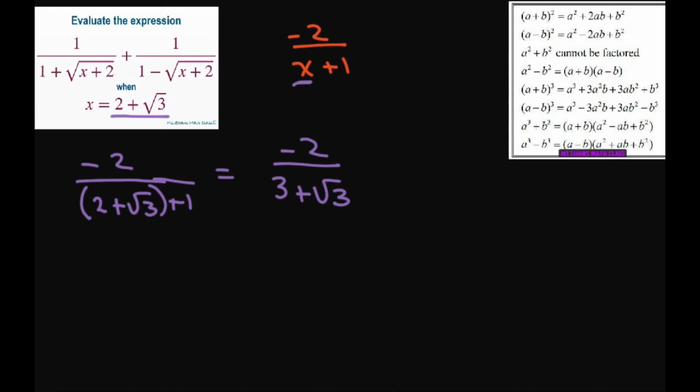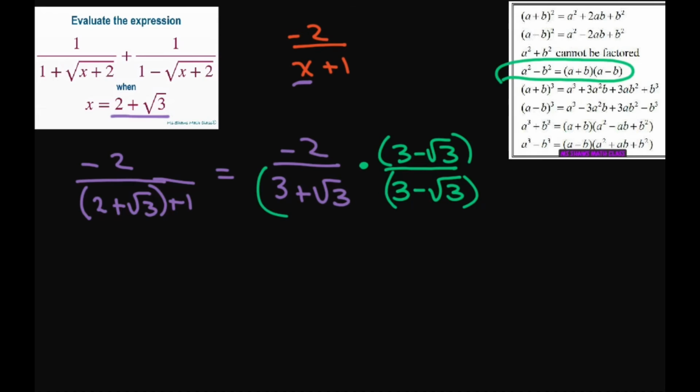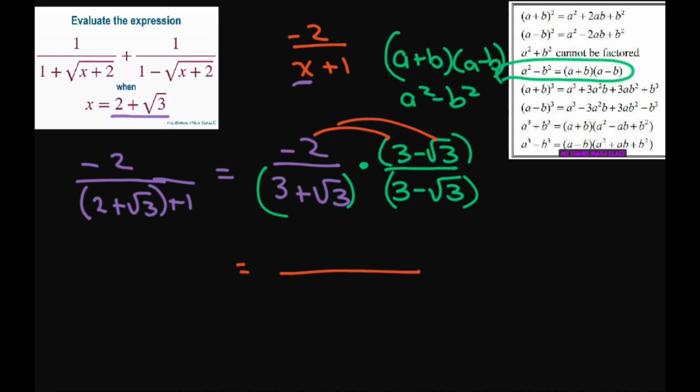You can't have a radical in the denominator if you want to simplify all the way. So we're going to use this difference of squares here and rationalize the denominator by multiplying it by 3 minus square root of 3. But you also have to multiply the numerator by 3 minus square root of 3. So again, we have this form a plus b times a minus b, and that gives you a squared minus b squared. For our numerator, you just distribute this. This is going to be negative 6 plus 2 square root of 3.